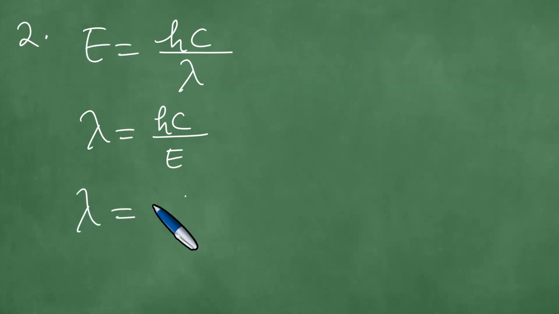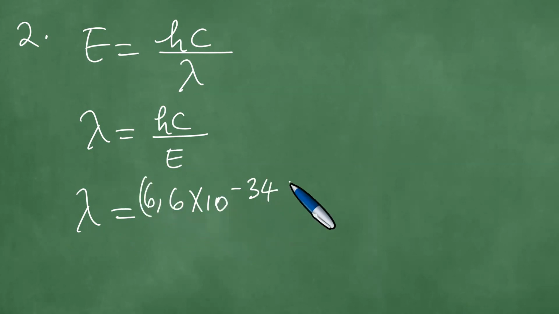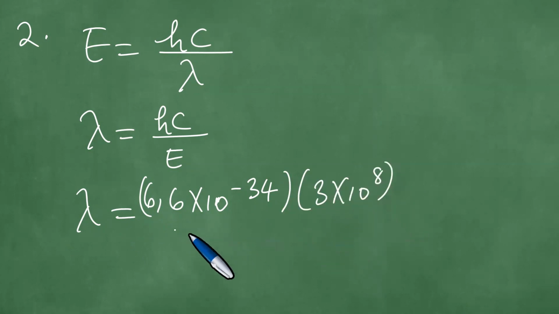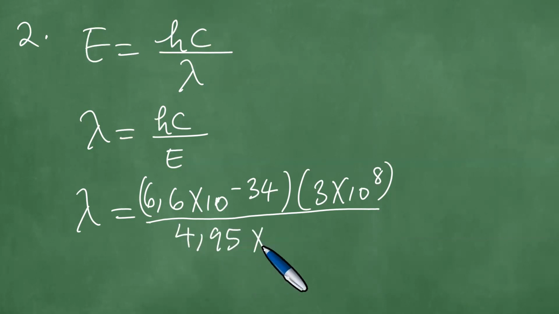So what is H the same as? 6,6 times 10 to the minus 34. C is 3 times 10 to the 8th power. E, the energy, is 4,95 times 10 to the minus 19 joules. So if you use a calculator, what do you get here, Luyanda?